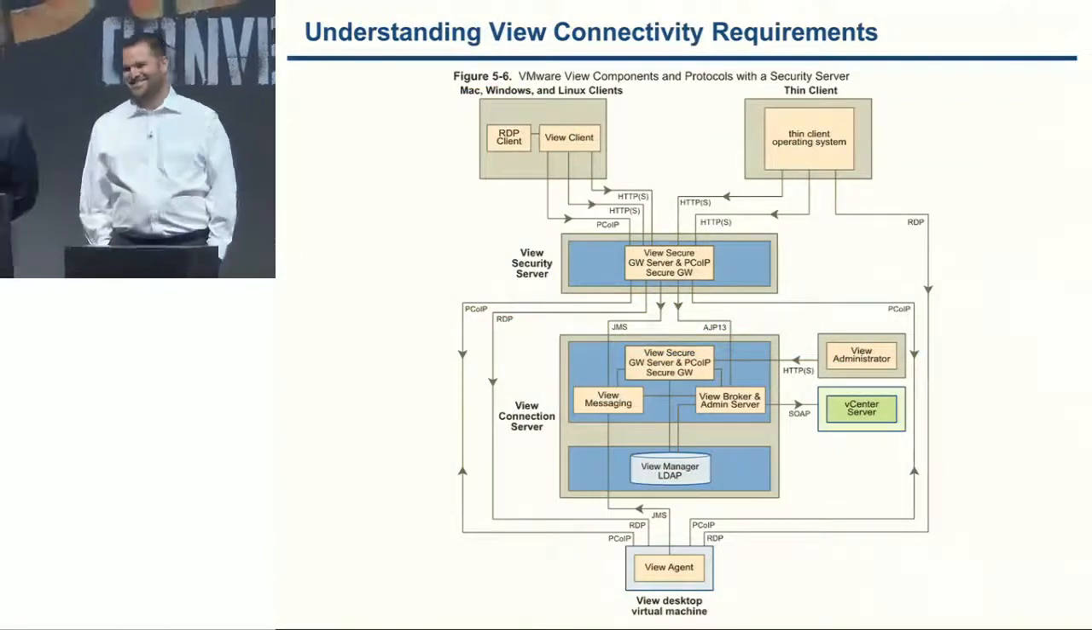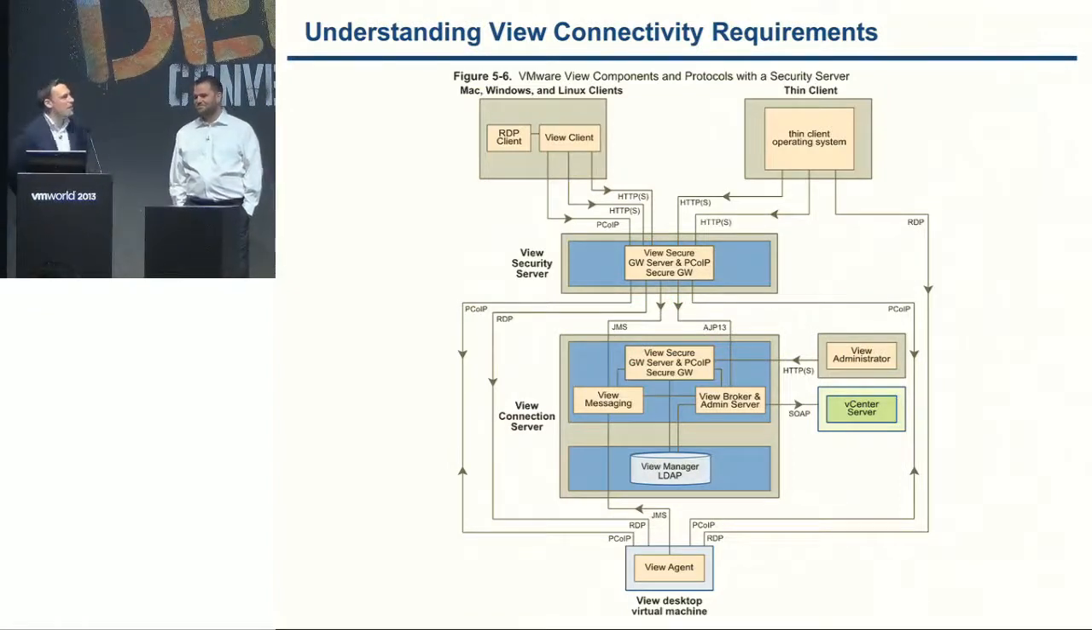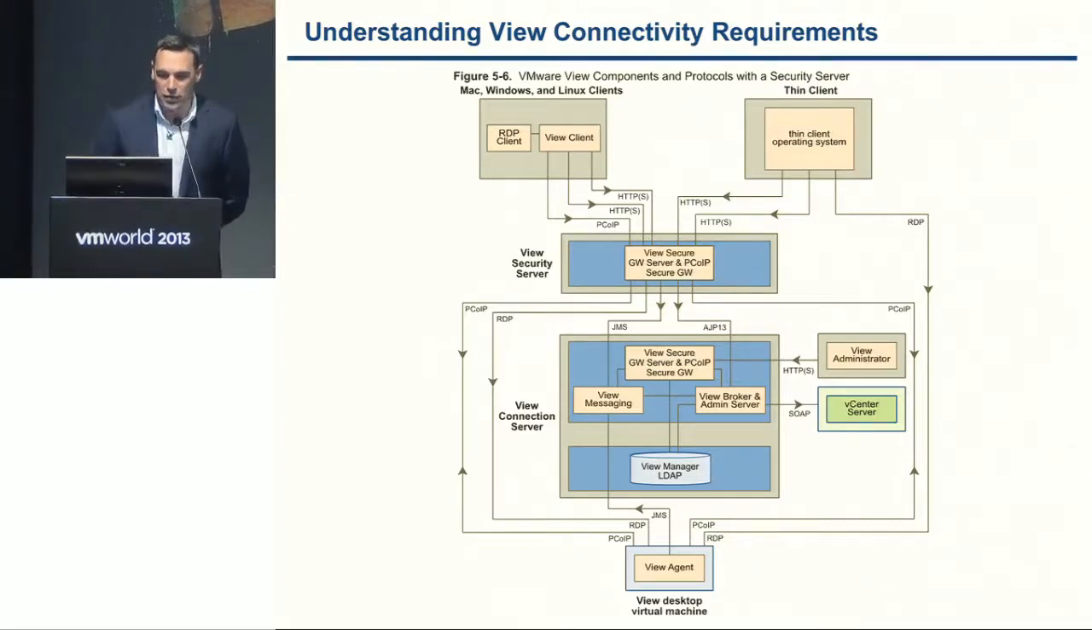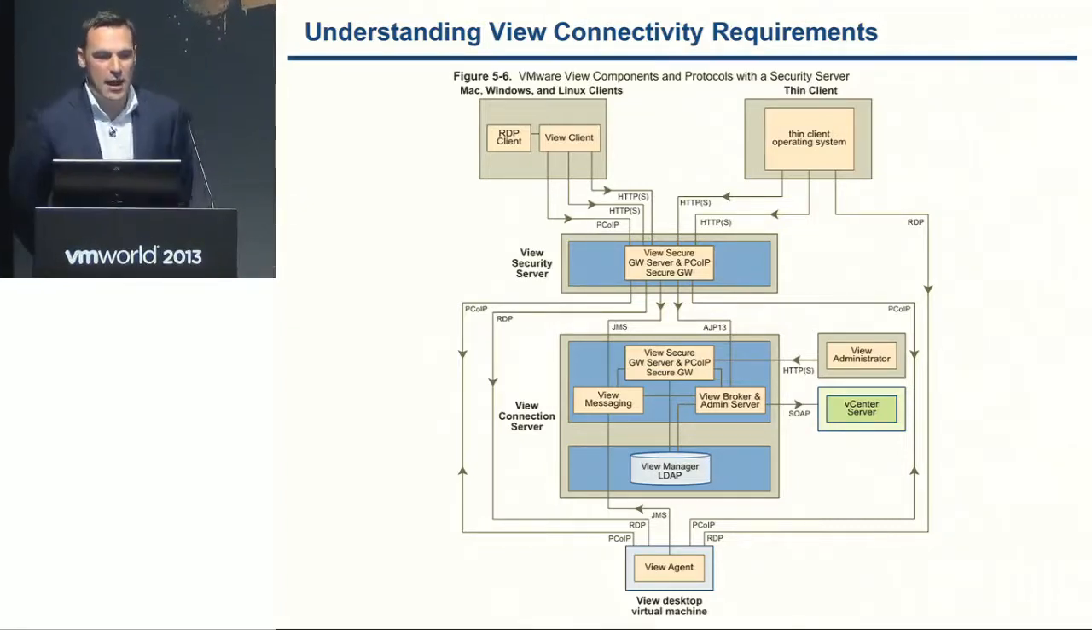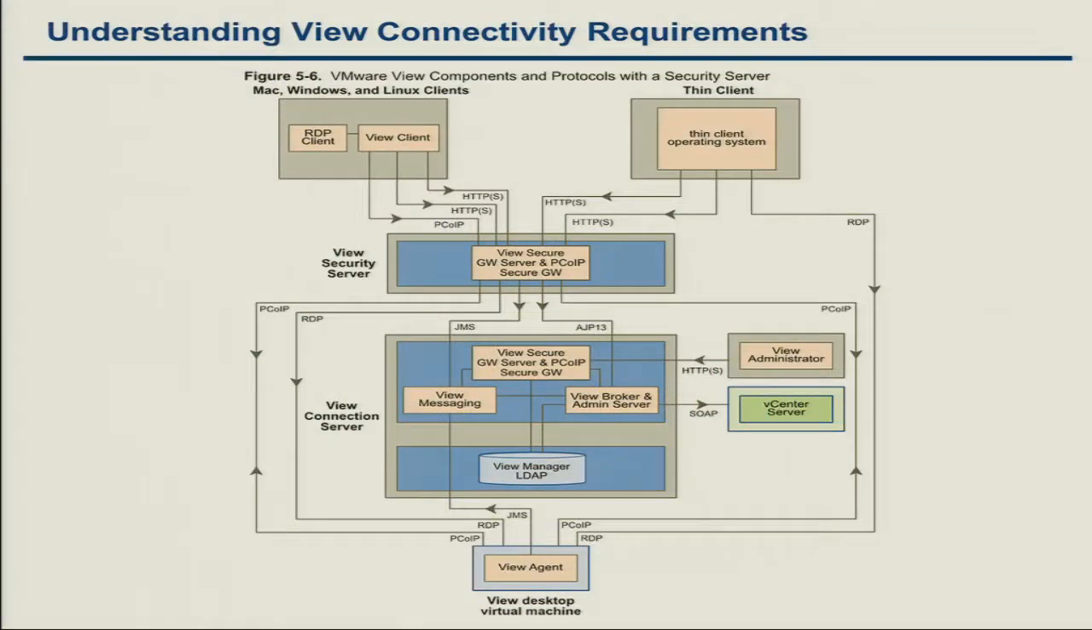Sorry about that. So we also talked about network connectivity, and here is an example of all of the ports required for a Horizon View deployment. You can see here from our clients, we can connect over HTTPS, HTTP, PC over IP into our View security server or View connection server, and then notice some of the port requirements in between the individual components.